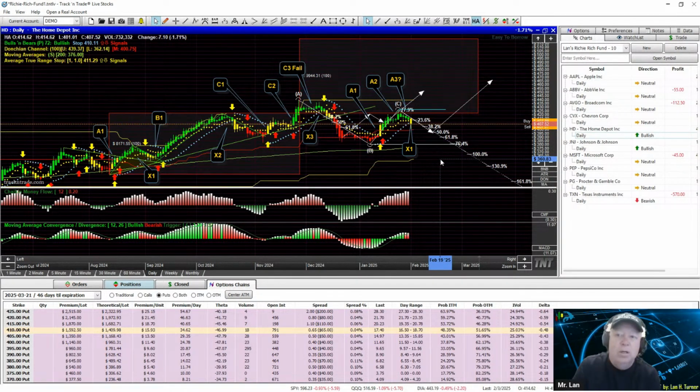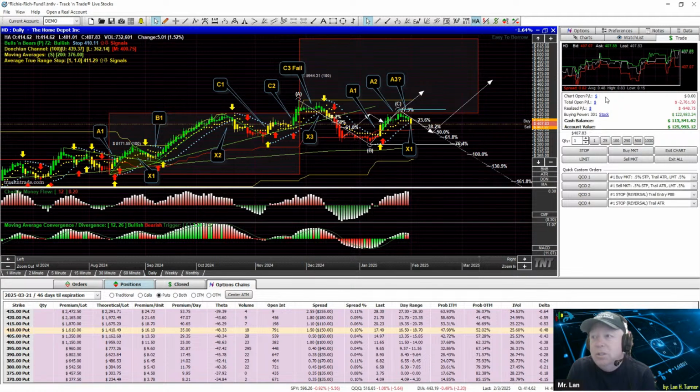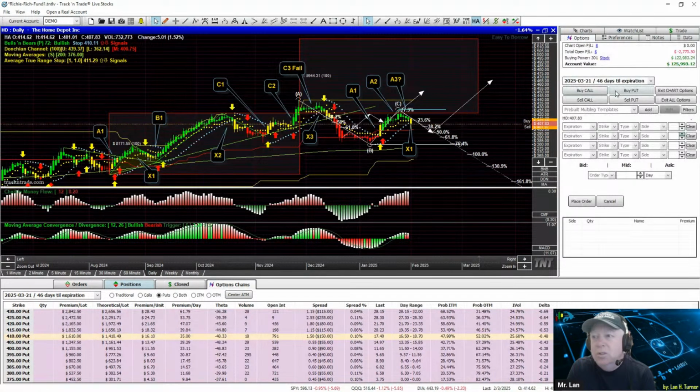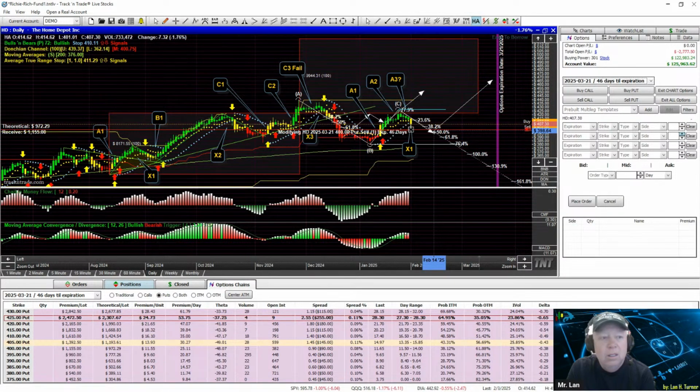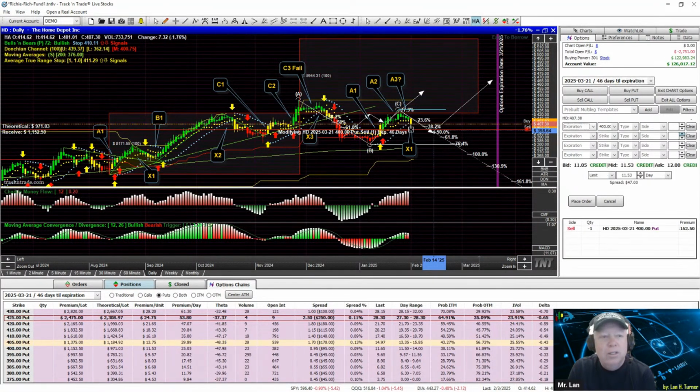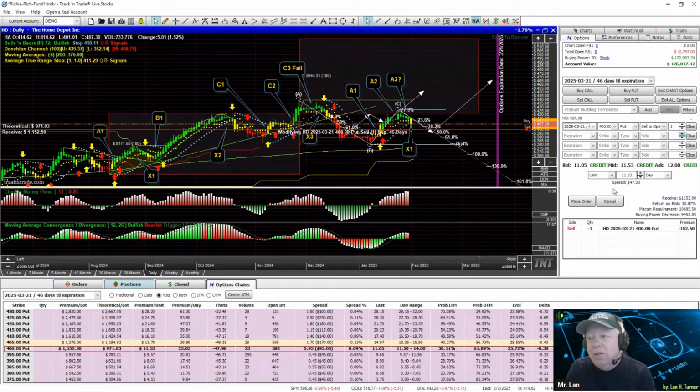I think we should put on an order right here. I think we should squat on this. What do you guys think? You want to squat on this one? We're going to sell a put right here at the red line. Let's rent out some Home Depot that we don't even own for $1,000, $1,100. All right, there you go.